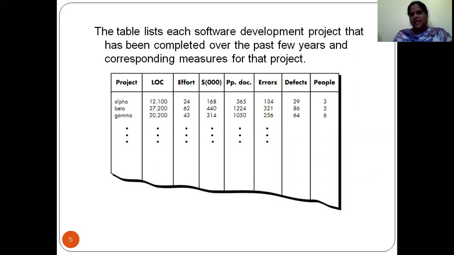You can see alpha, beta, gamma. You can see the lines of code of alpha, the effort taken for alpha, the price of alpha, the documentation you have created for alpha, the errors of alpha and defects you have found here, and how many people are involved in building this product.